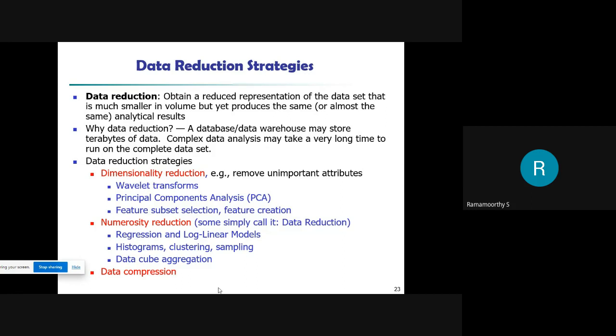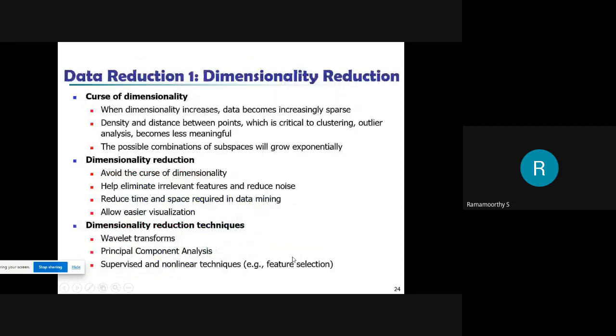And data compression is one more strategy followed under data reduction. So how to remove the data which you feel is less important for the analysis process, how to remove or reduce the data size, and still manage to produce the same analytical results.